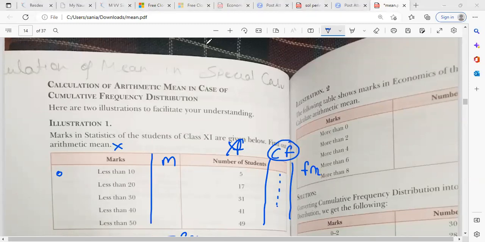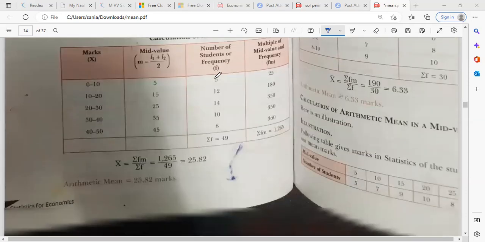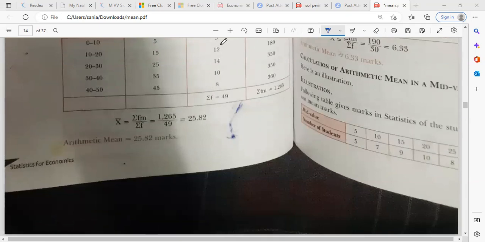Are the students done or are you doing it? Yes, ma'am, I am done. Others, girls? Girls, you are also done. So let's discuss the answer. Anyone who is facing an issue, you can point it out to me. Jaina and Hania, you got it? Yes, ma'am. Great. I hope everyone got 25.82. Approx can be anything, but 25 point, whatever it is.